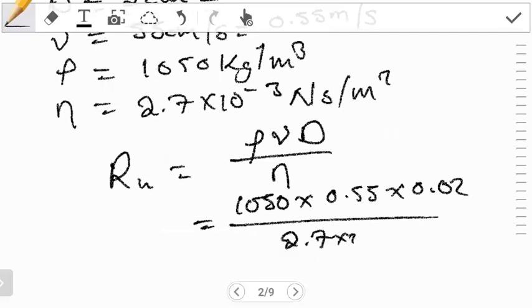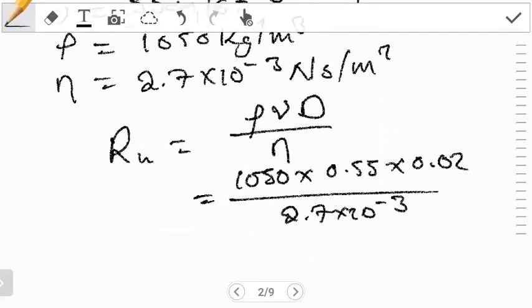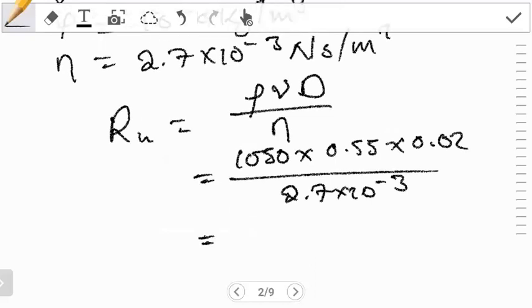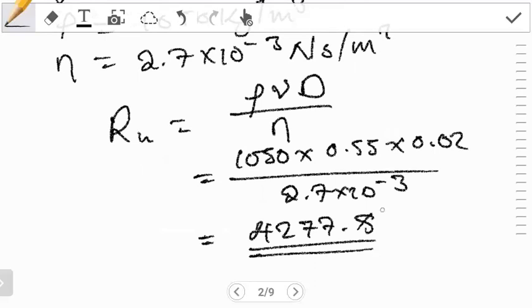So if you work this one out, you should be able to obtain 4277.8 as your final answer. The units are all going to cancel out. I hope you can try it out, include the units there and see how they play out. But that's the final answer that you expect to get.